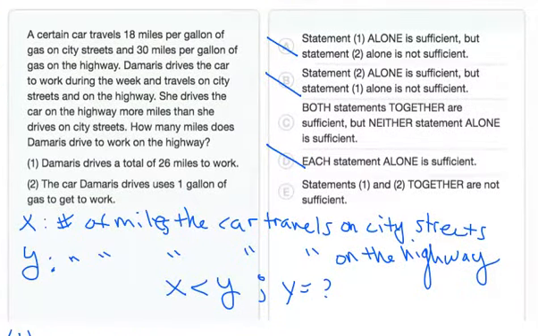So scrolling up, we can eliminate answer choice E, because together the statements are sufficient. So our final answer choice would be choice C.